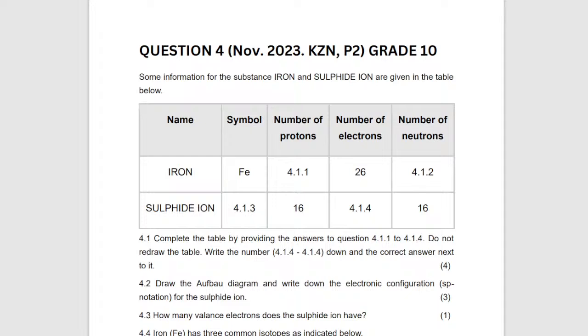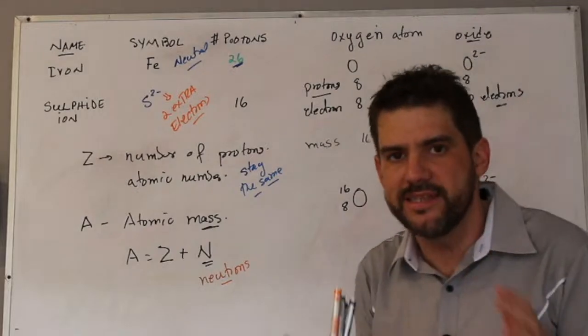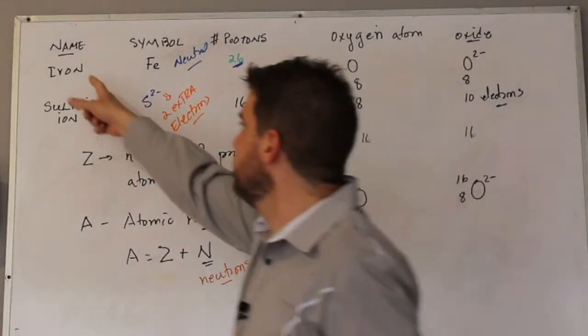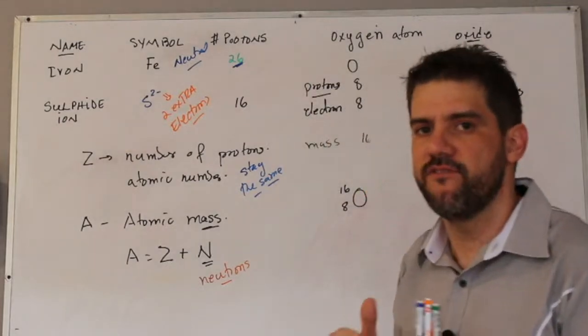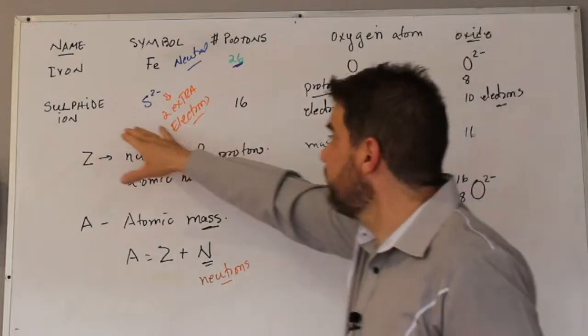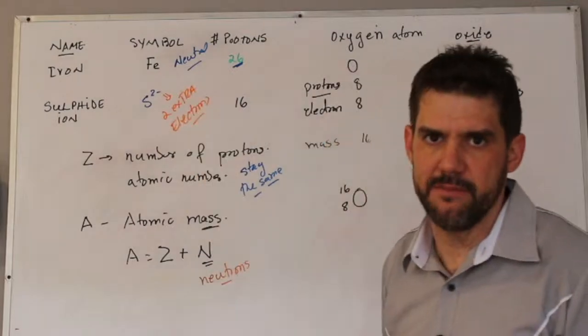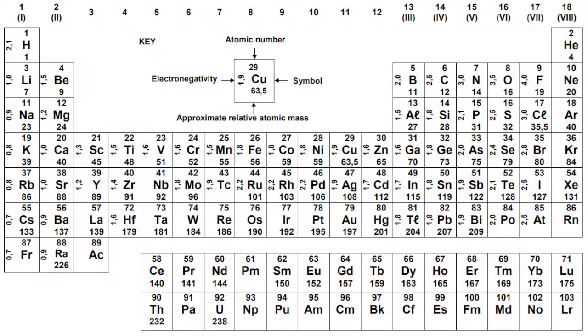Now, the Aufbau diagram is for the electron configuration. The Aufbau diagram, guys, is going to be done for the first 20 elements only. So iron, for instance, you are not going to be asked to do it. We only do it for the first 20 elements. Sulfide belongs to the first 20 elements. If you go to the periodic table again, you can see that sulfur is number 16. So it is in the first 20.